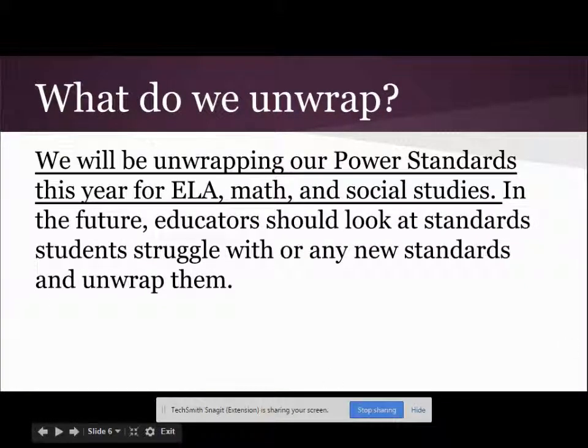So this year, we are unwrapping the power standards for ELA, math, and social studies. In future years, you should unwrap standards that students are struggling with on state assessments, as well as any new standards or revisions to current standards.